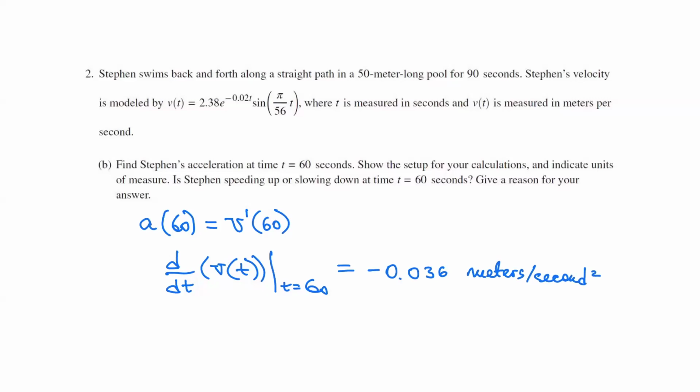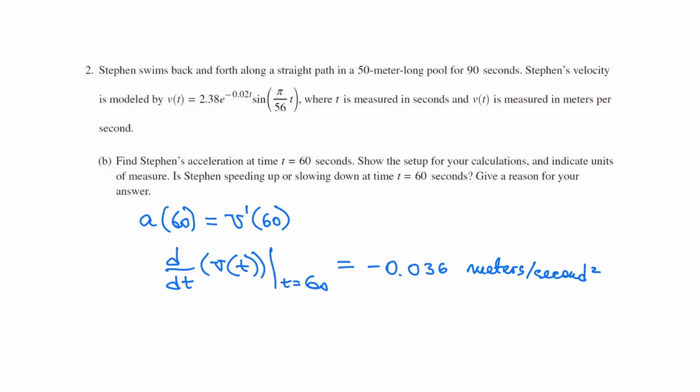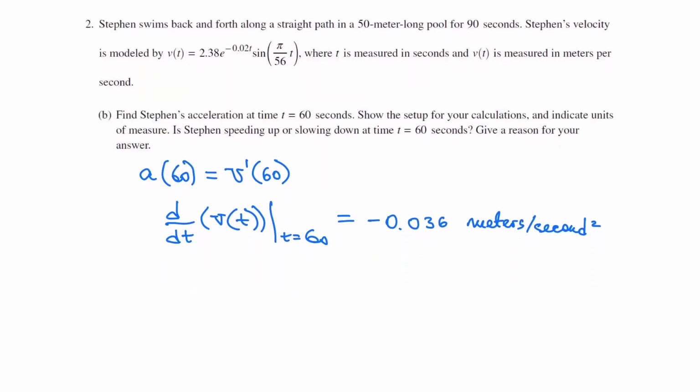And the second, continuing portion of this question is: is Steven speeding up or slowing down at time t equals 60 seconds? And it might seem that he is slowing down because the acceleration is negative. But what we really need to look at also is the sign of his velocity v at the time when time is 60. We need to determine whether it's positive or negative.